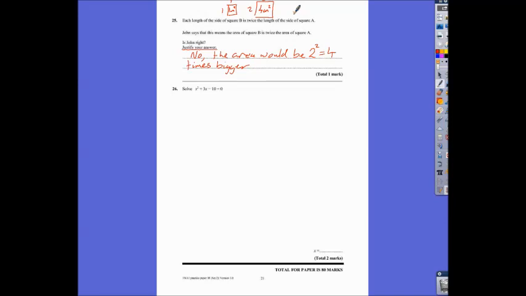Question 26. Solve x squared plus 3x minus 10 equals 0. Well, to solve a quadratic, we need to factorise this into 2 sets of brackets. We'll have an x at the front of both, because x times x is x squared. Then the numbers in the brackets need to multiply together to give minus 10 and add together to give 3. So our options are 10 and 1, which is going to give us miles away from 3, or 5 and 2. So we're going to have a 5 and a 2 in here.